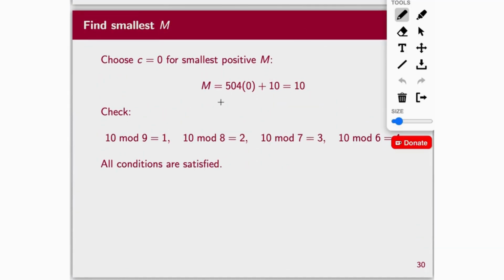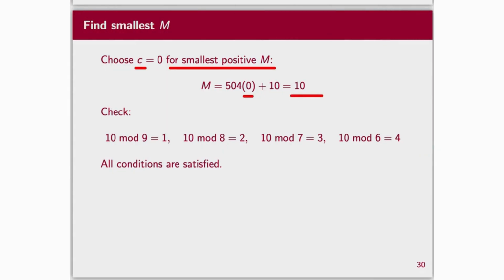Now that we have this, which is pretty much unchanged, we can set C right here to 0, like we did for N, since 0 is the smallest integer. And that is our smallest positive M, 10, because 0 plus 10 is 10. Now let's check if it actually works. 10 mod 9 is in fact 1, 10 mod 8 is 2, 10 mod 7 is 3, and 10 mod 6 is 4. All the conditions are satisfied.